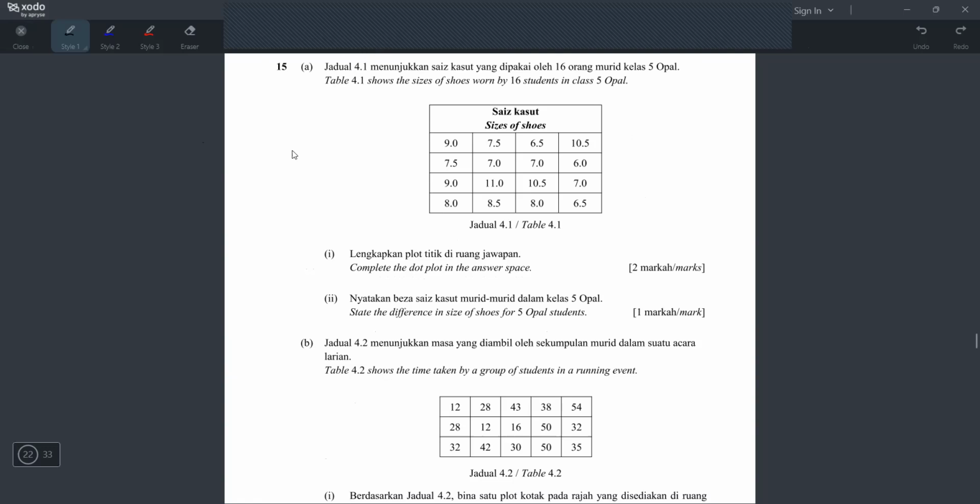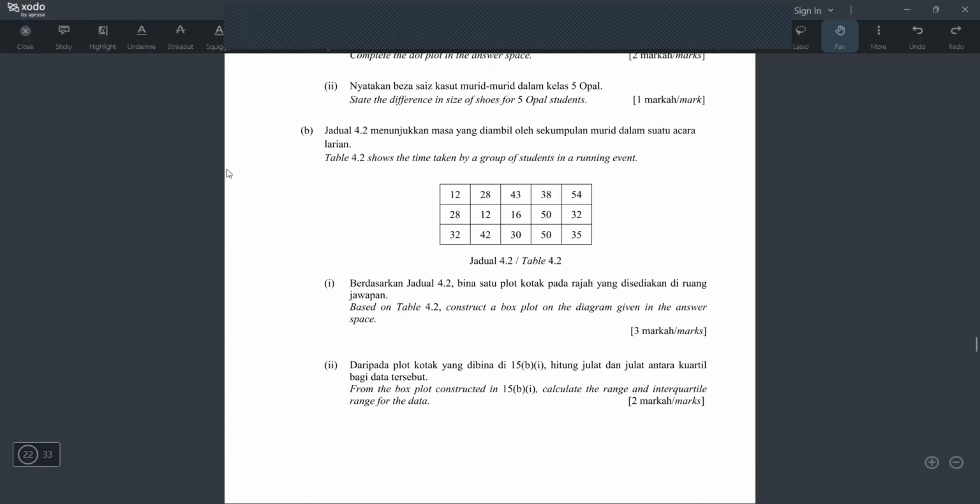Okay, number 15. Table 4.1 shows the size of shoes worn by 16 students. So 16 is the total number of students in class 5 Opal. Number 1, complete the dot plot in answer space. Lengkapkan plot titik di ruang jawapan. Okay, how to do this? This is actually measures of dispersion from form 4 chapter 8. It's a measures of dispersion for ungrouped data. Ungrouped data, because only in form 4 you will learn the dot plot and the stem and leaf plot, and then this one is ungrouped data also.